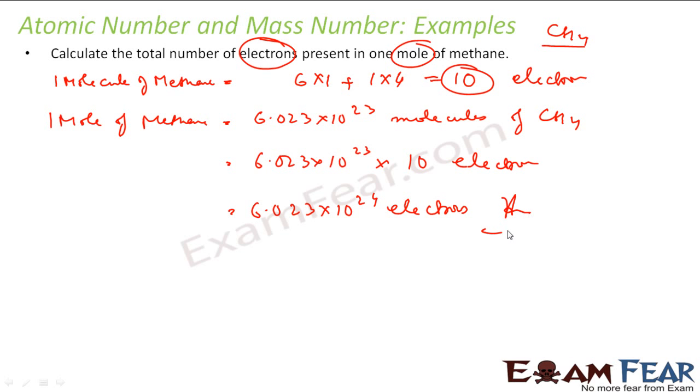Hope you understand this. See, 1 molecule of methane has 10 electrons, and 1 mole of methane has these many molecules of methane. I have to find the number of electrons in 1 mole of methane. So 1 mole of methane is equal to this many molecules, and 1 molecule of methane has 10 electrons. So these many molecules means these many molecules into 10 electrons.